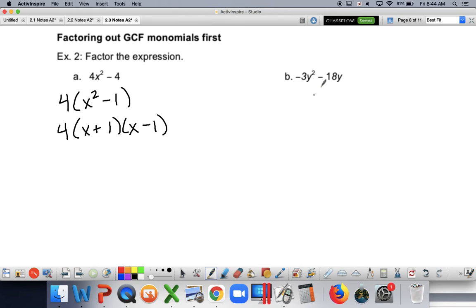In my second one, I see another GCF. I'm going to make it a negative 3y. And when I do that, I have to make sure I change my sign. But notice how I no longer have a squared. So I am done. Sometimes just by taking out the GCF, you have completely factored the expression.